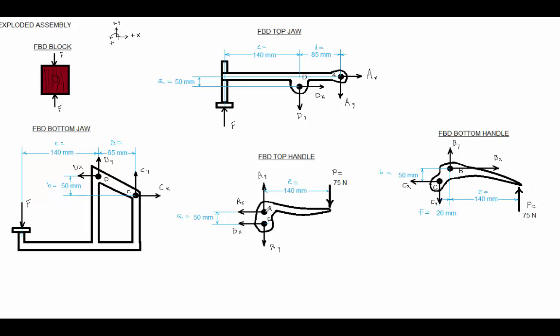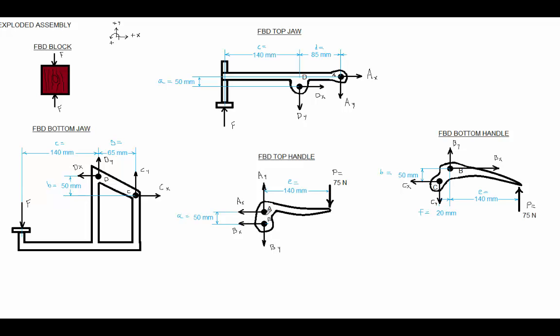Well, I could sum moments at point A. If I sum moments at A, that'll cancel out AX, AY, and BY because BY goes through point A. So I can use P to find BX. Likewise, if I sum moments at B, I can cancel out AY and BY and find AX. That doesn't actually solve the problem yet because you'll notice I still don't know AY and BY and I can't find them. I can sum forces in the Y direction, but I would still have two unknowns.